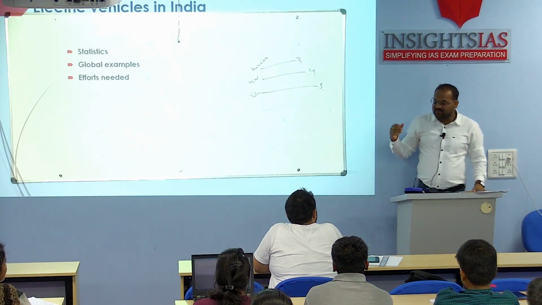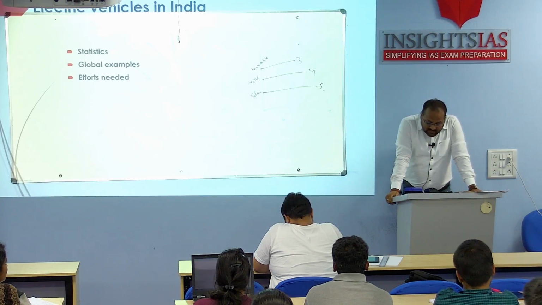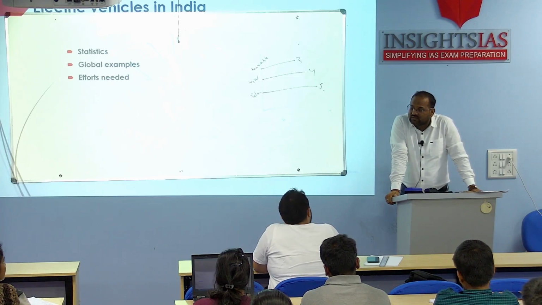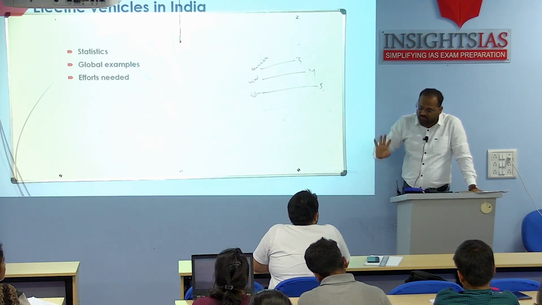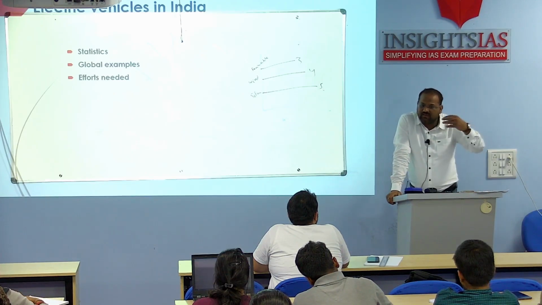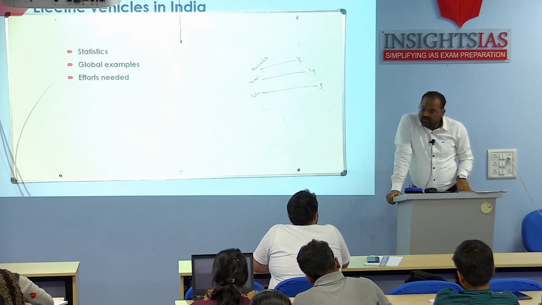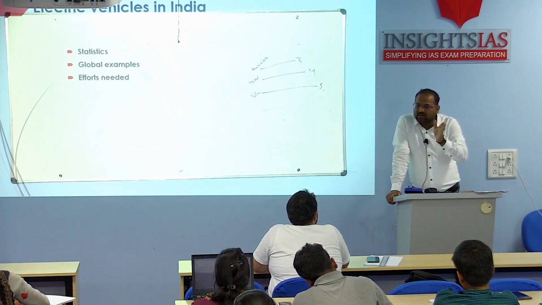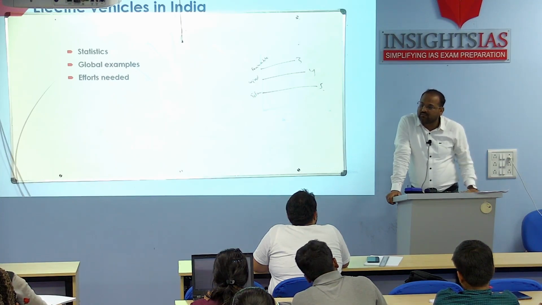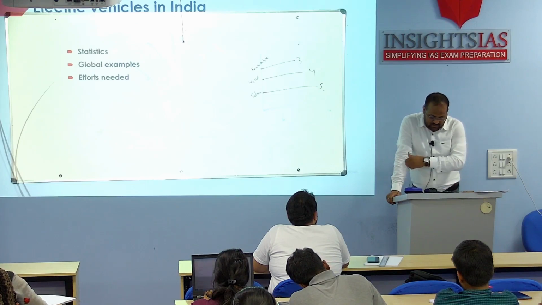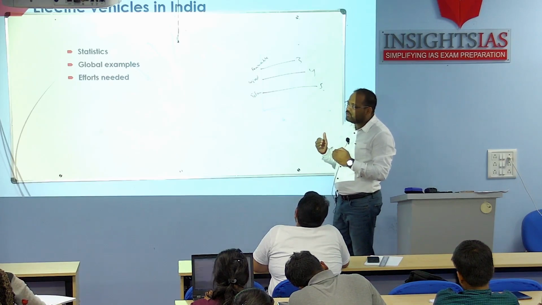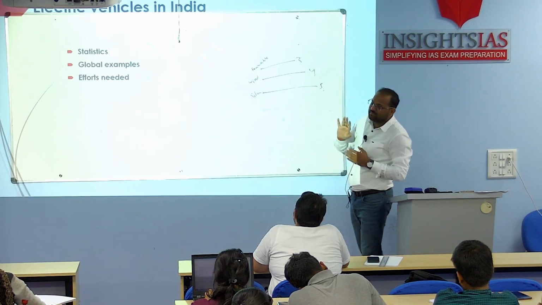So incentives are being provided. Norway has the highest number of electric cars in the world. So they are providing relaxation on VAT. If you go on an electric vehicle on toll plazas, you will not be charged anything. Parking is free there for electric vehicles. And import duties are also free. Such kinds of incentives are being provided in order to promote electric vehicles. This is the global example of Norway.